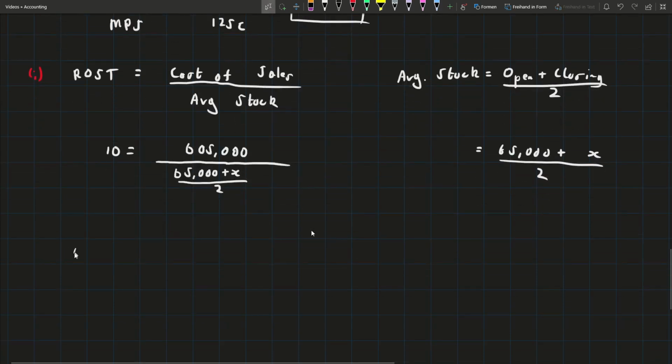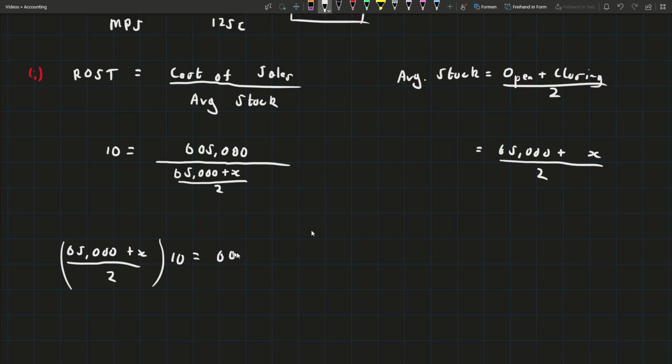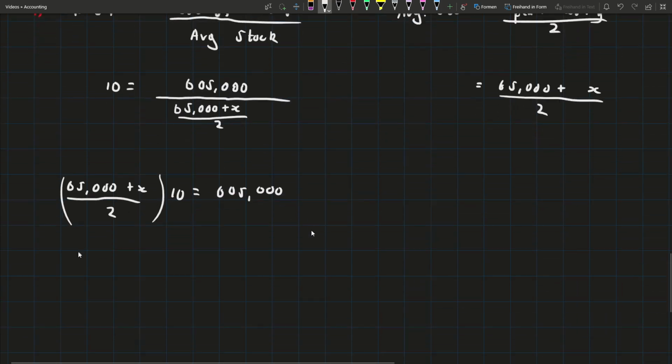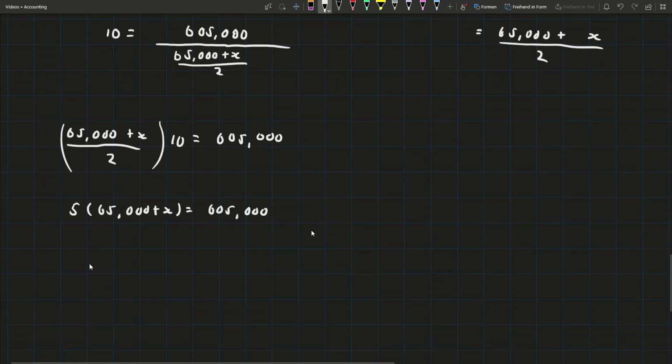So I'll do it fully out. 65,000 plus X over 2, that whole fraction multiplied by 10, is equal to 605,000. So we can simplify here: 10 divided by 2 is 5. So you have 5 multiplied by 65,000 plus X equals 605,000. Now you could multiply that 5 in, but if you're smarter, you could divide both sides by 5.